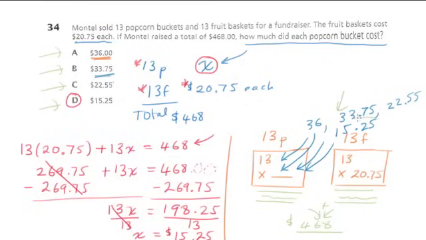And we would find that 15.25 is the only one that works when you multiply by 13 and then add the 13 times 20.75. That's the only answer that gives you a grand total of 468. And so D would be your answer in this case too.